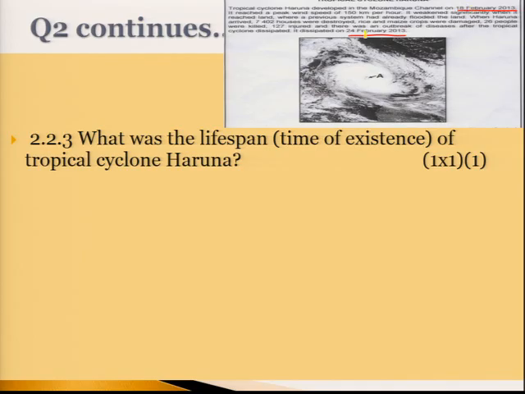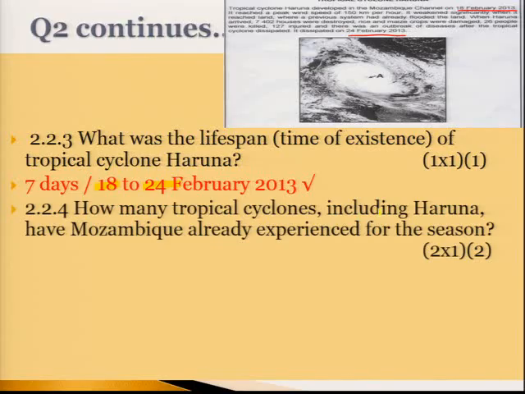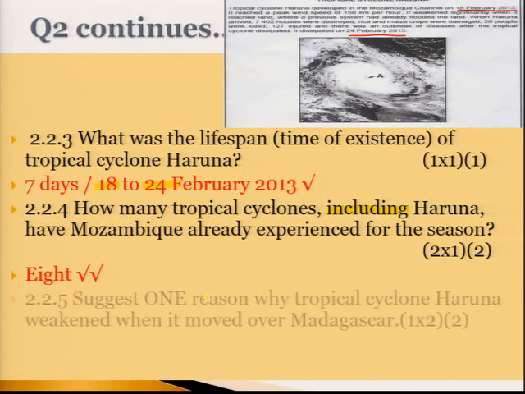We check the date, the 18th up to the 24th of February. Now, what was the lifespan? 7 days, from the 18th up to the 24th. Counted 7 days, we give a mark for that. How many tropical cyclones, very important, including Haruna, have occurred in Mozambique? We say 8, for the alphabet H.